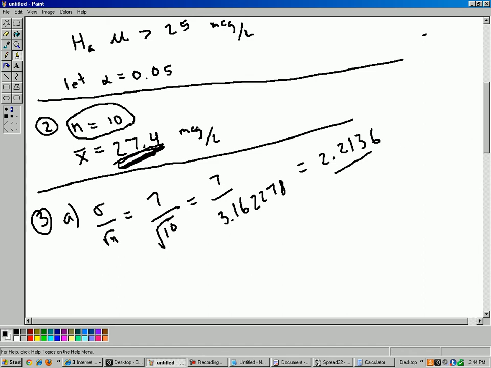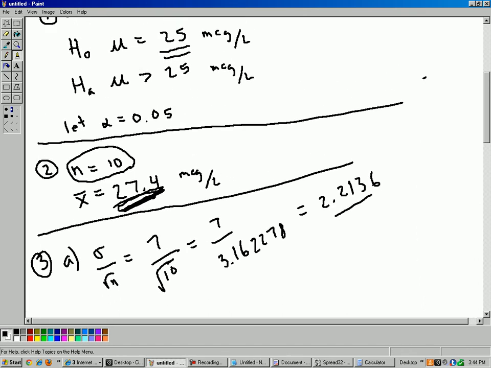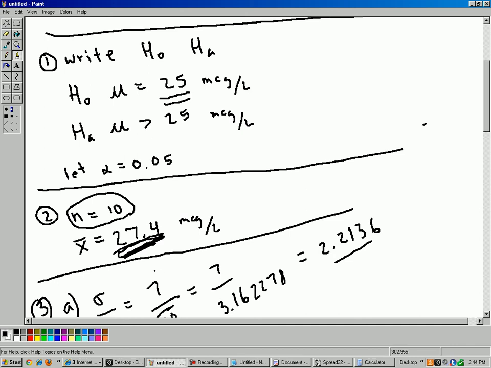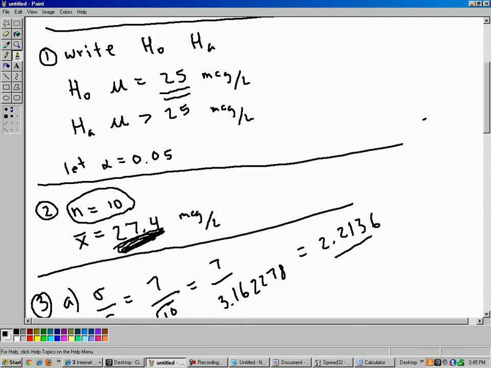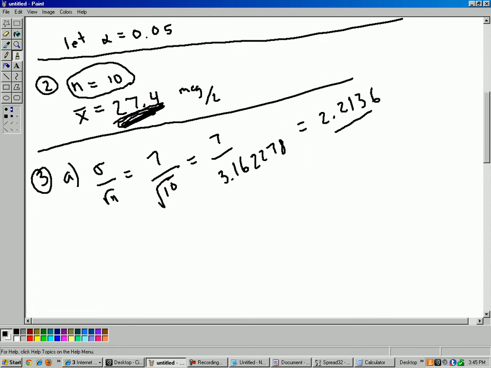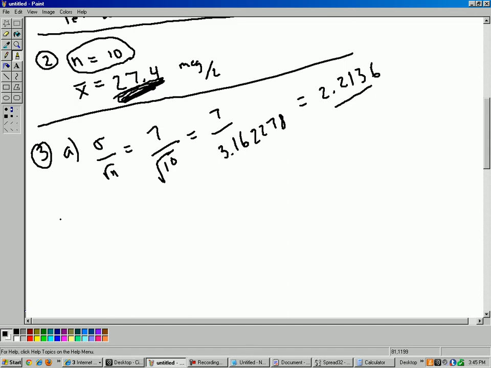Now, back to our problem here. Standard deviation is about 2.2. So I can see here that my x bar is roughly 1 standard deviation higher than the null hypothesis. So anything that's about 1 standard deviation from the mean, that's a fairly likely event. I'm probably going to end up accepting the null here. But let's go ahead and do the math. Let's finish it off here.